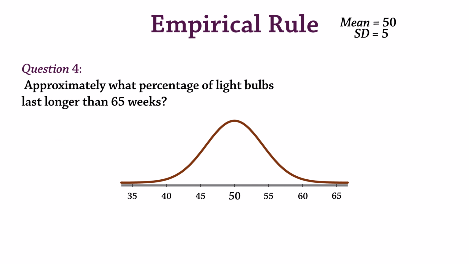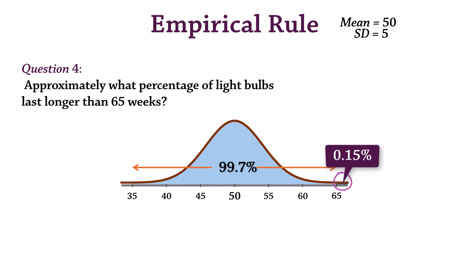Next, question 4 asks, what percentage of the bulbs last longer than 65 weeks? Observe that 65 is exactly 3 standard deviations above the mean. According to the empirical rule, 99.7% of all data falls within 3 standard deviations. This leaves only 0.3% in the two tails. Due to symmetry, we divide that in half to obtain a tiny 0.15% of bulbs lasting longer than 65 weeks.